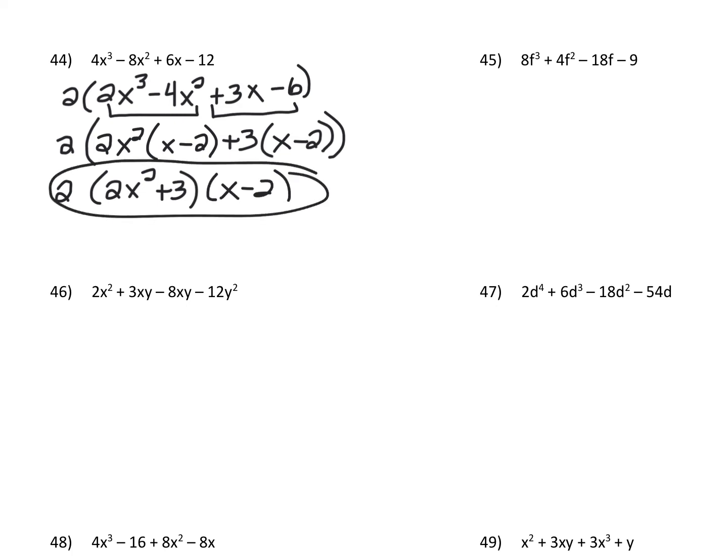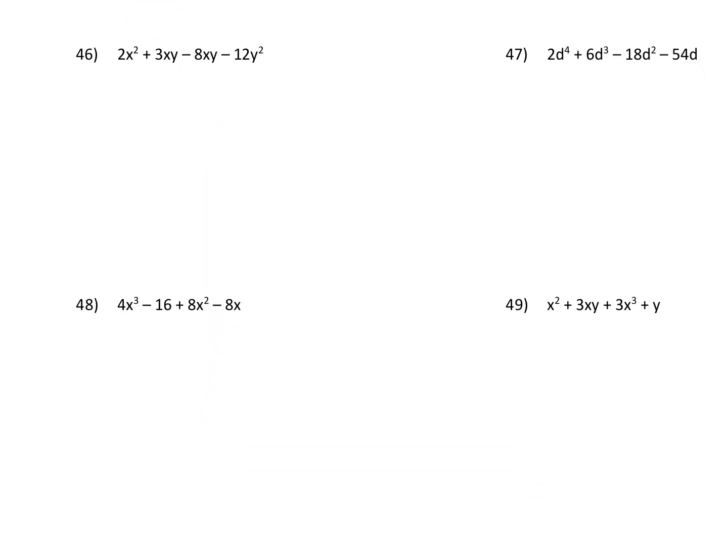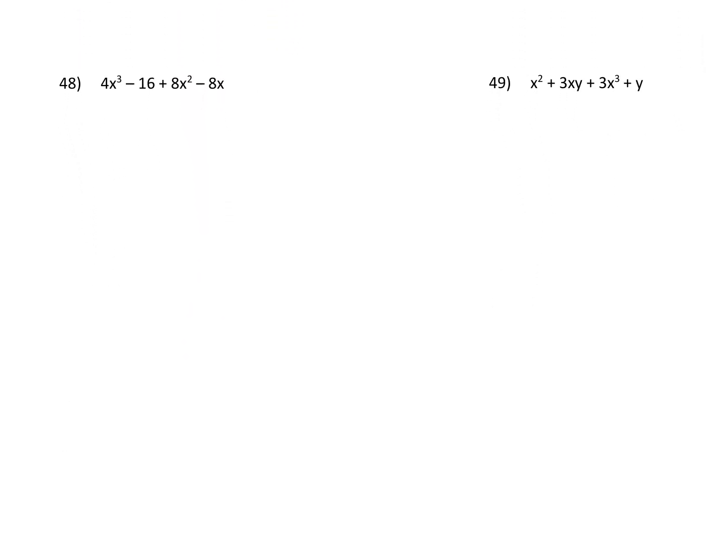I mean, you do want to look and say, can we factor further? But as long as you've already pulled out the greatest common factor, the only thing we're looking for is a difference of two squares, and neither one of those is a difference of 2 squares. Okay, so now I'm going to jump down here to number 48.